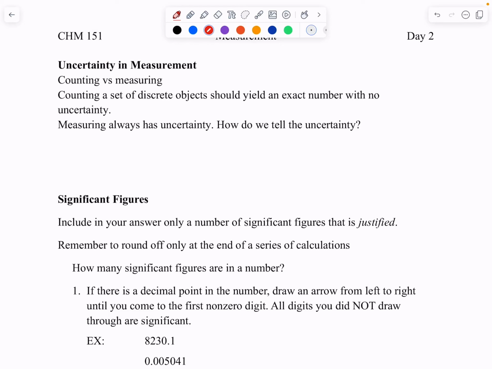Welcome back. We are going to wrap up day 2 with uncertainty in measurement and sig figs. All right, so when we go back to chemistry and we're going to count and measure, we want to know, measuring is different than counting. Always has been, always will be.